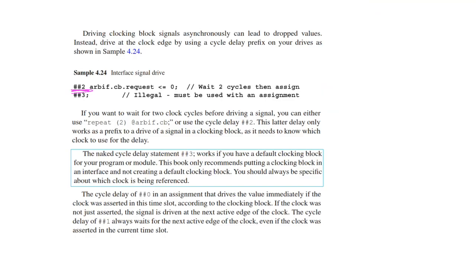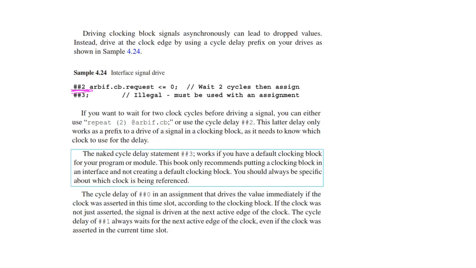Okay, ## followed by 2. So ##2 means once you give this request equal to 0, this must be applied after 2 cycles. So wait for 2 cycles, then assign this signal. If you are not writing ##2, then it will be assigned at that instant itself, at that clock edge. But if you write it this way, then from this point onwards, whatever time this signal is written at, it will be assigned after 2 clock cycles, after 2 positive edges, if your clocking block is positive edge sensitive.